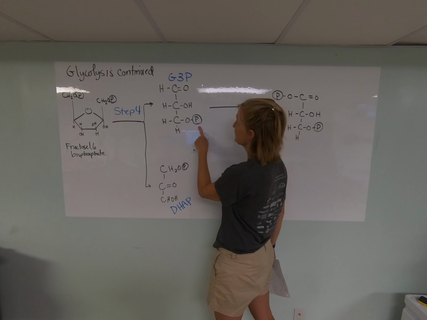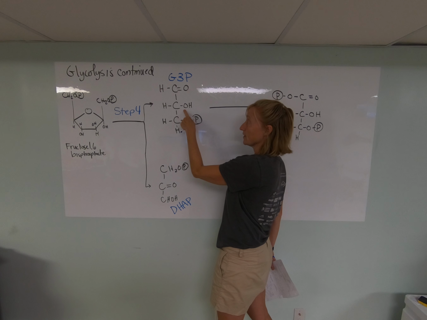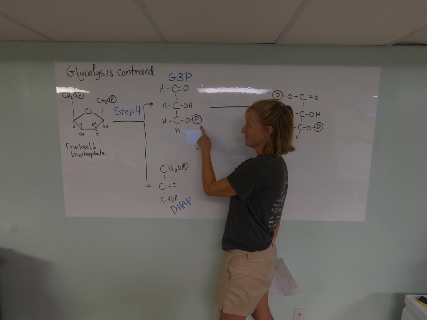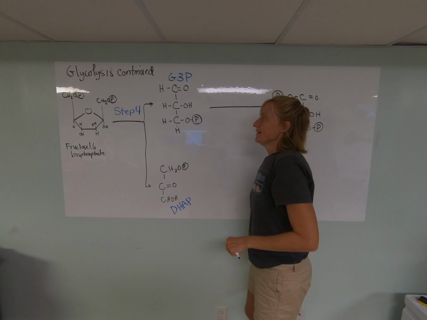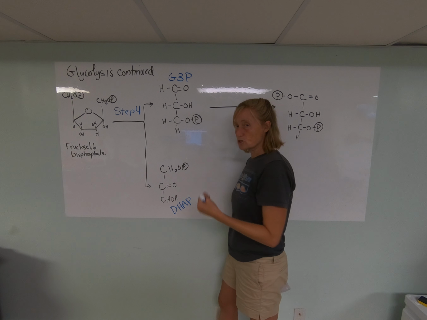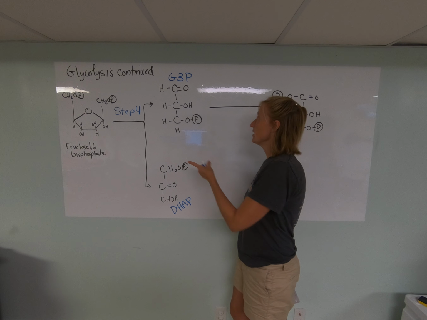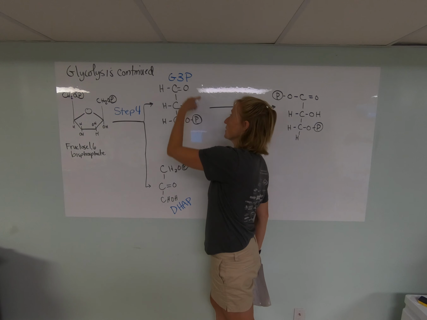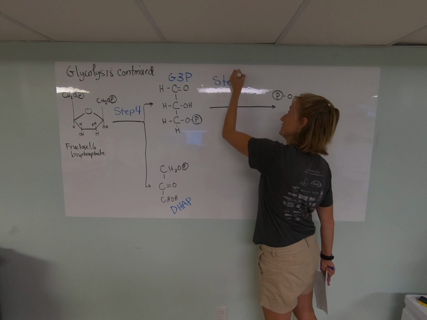It also has a carbon-carbon double bond there and a hydroxyl group there. So here's our molecule, a 3-carbon sugar with a phosphate attached, just like this one, but a different arrangement. What's exciting about this step is we've split the sugar in half, and we're going to use glyceraldehyde 3-phosphate in steps 6 through 10.